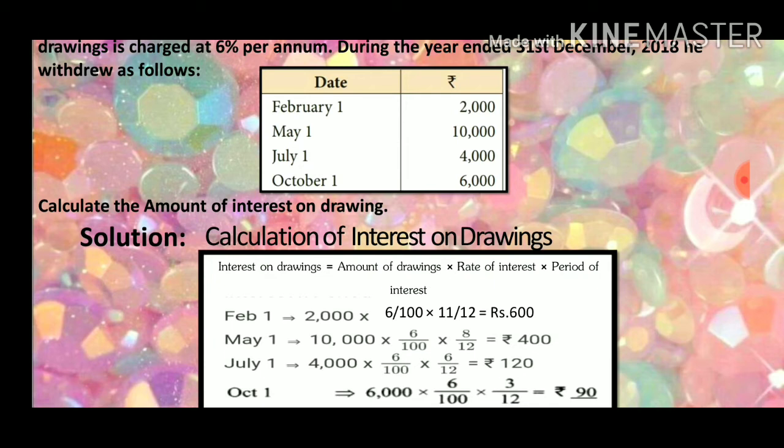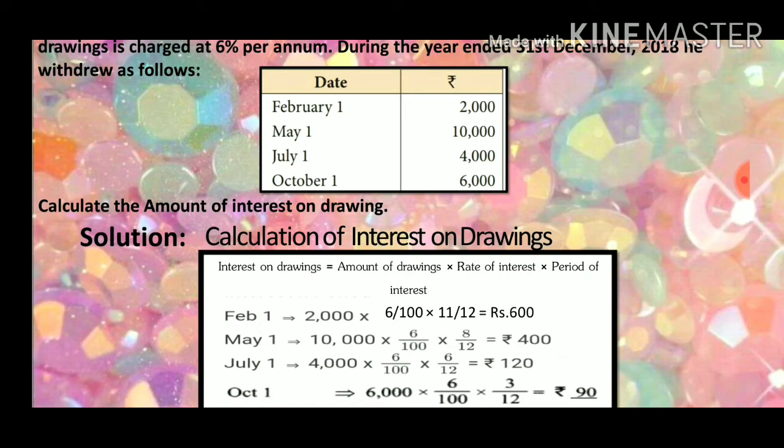So February 1st, 2000 drawing value, 6% interest on drawing. Taken the interest on drawing payable, if you look, the period of interest on drawing is 11/12. 11 means February to December. Okay, so we get the answer 600 rupees, 600 for 11 months.